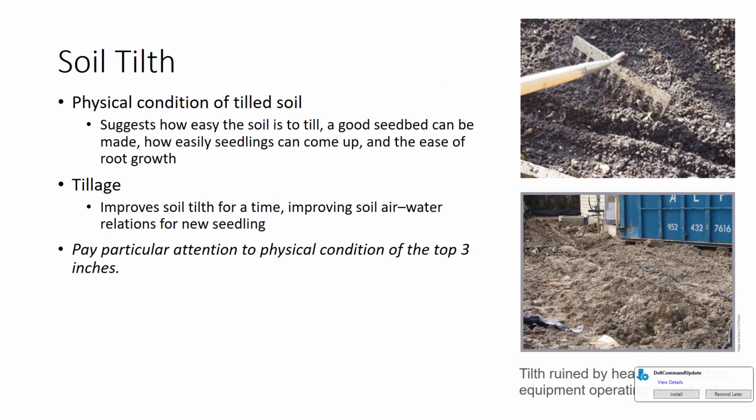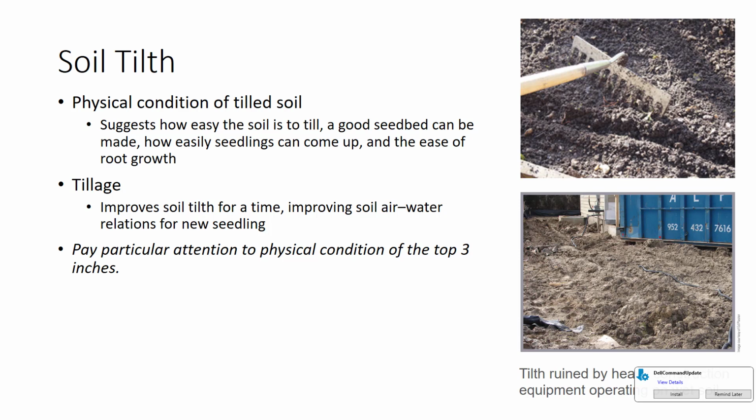Tilth is a general term for the physical condition of a tilled soil. It suggests how easy the soil is to till, how good a seedbed can be made, how easily seedlings can come up, and how easily roots can grow. Tilth is actually a combination of other physical properties, including texture, structure, permeability, and consistence. We may think of it as the physical condition of the soil.